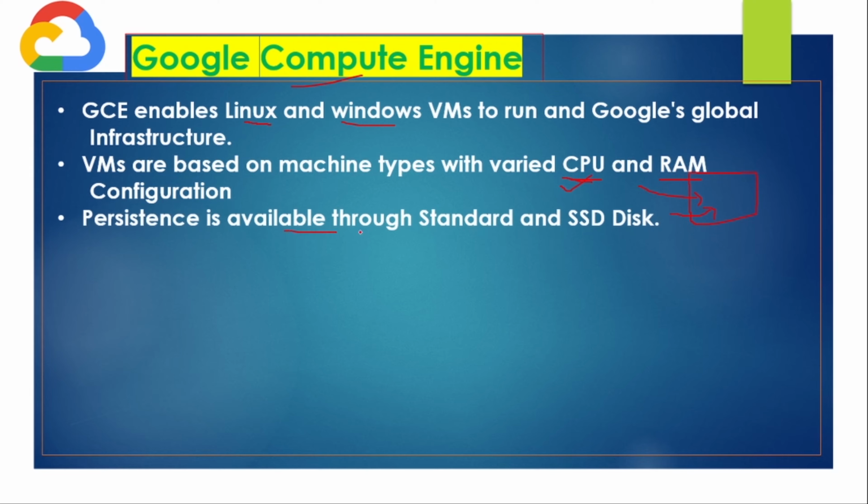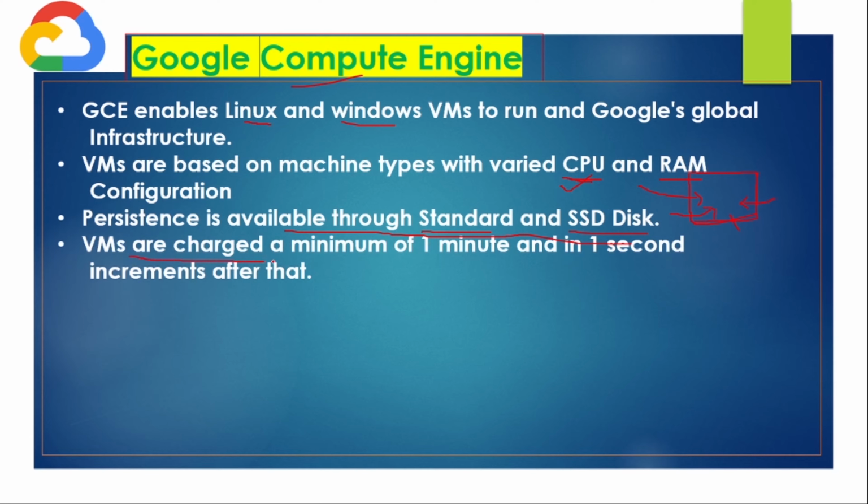Persistence is available through standard and SSD disk. What does that mean? Typically, when you create a VM, install software on it and create anything, when you shut down that VM, all the things are lost, right? That's the typical behavior of a virtual machine. So this persistence is available through standard or SSD. You can attach an SSD disk for allowing the persistence.